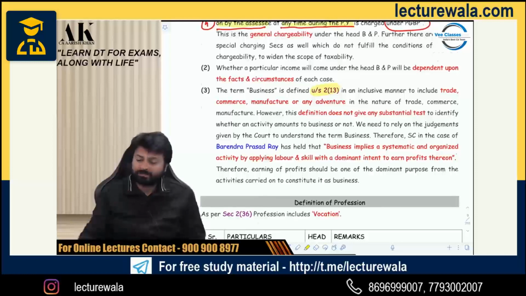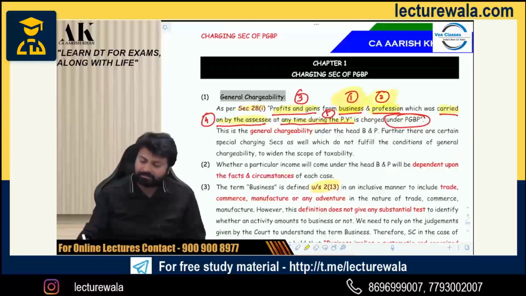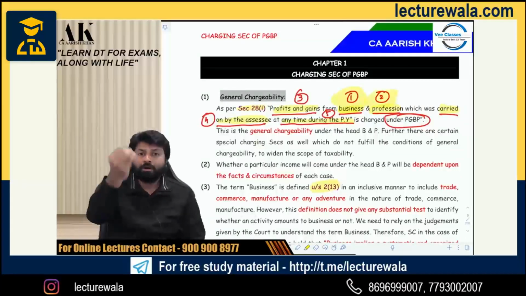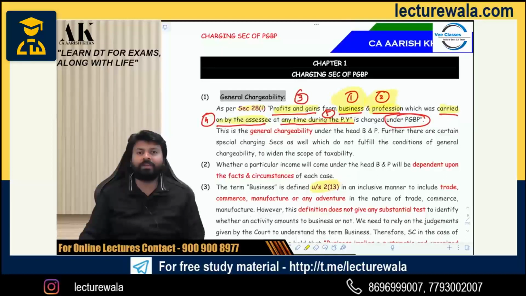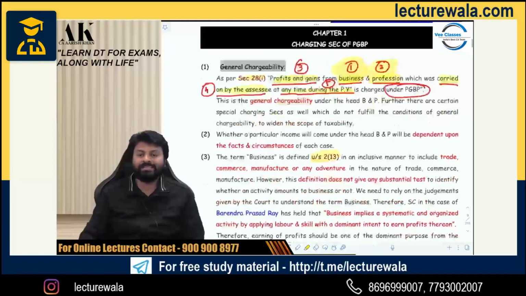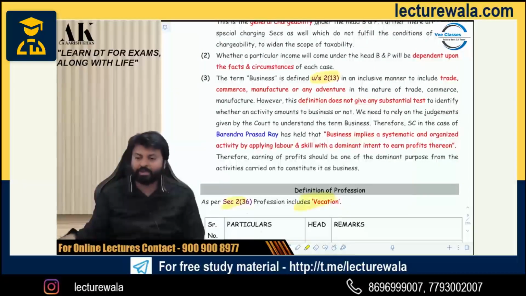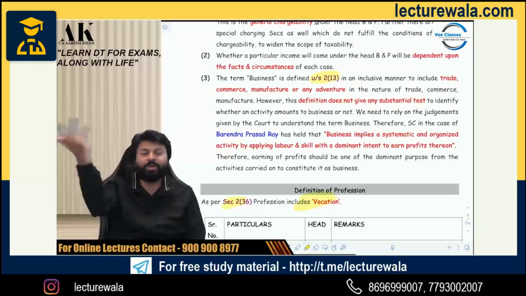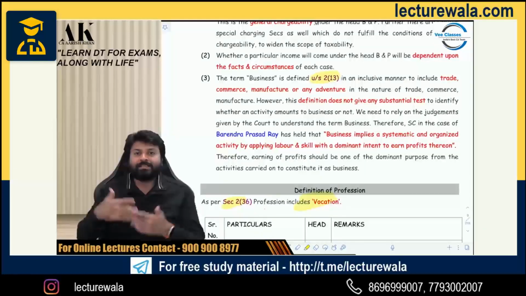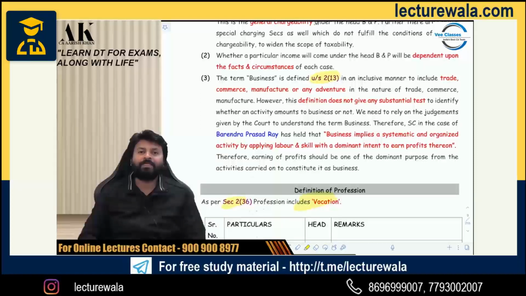Now coming to what is profession, the second point over here. This is a more pathetic definition as compared to the definition of business. The definition of business at least had something to speak. This has nothing to speak. As per section 2(36), profession includes vocation. It is as simple as this. It's a one-word definition. As per section 2(36), profession includes what? Vocation. So you will ask me as a student now, what is vocation then? Define vocation. Vocation is not defined under income tax law.